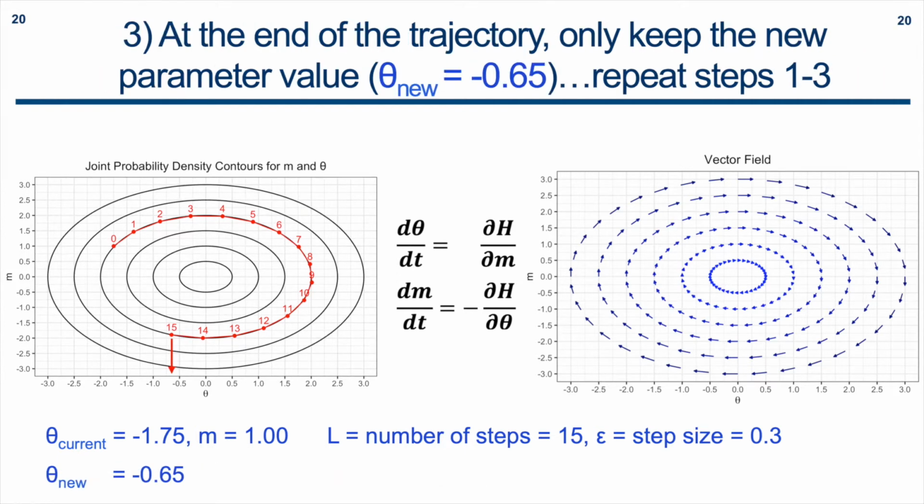At the end of the trajectory, we're only going to keep our new value for theta. So here our new value is minus about 0.65, and that's essentially it. We're just going to repeat that process again and again and again, sampling each time a different momentum variable and doing that same process.